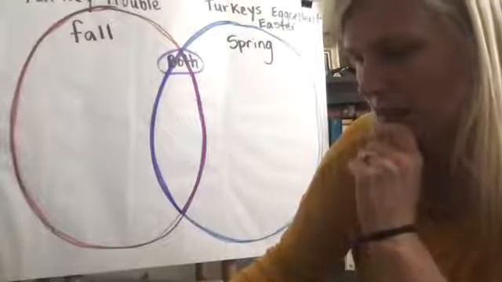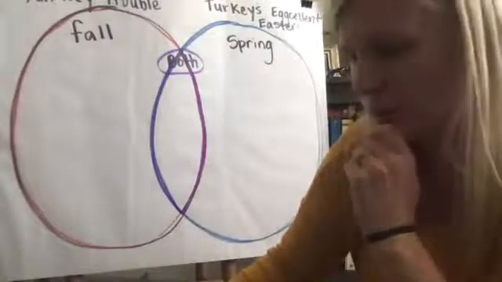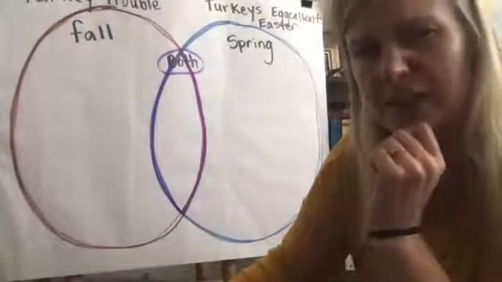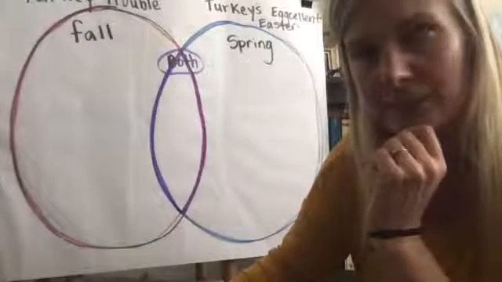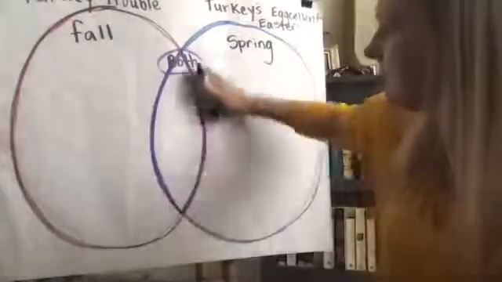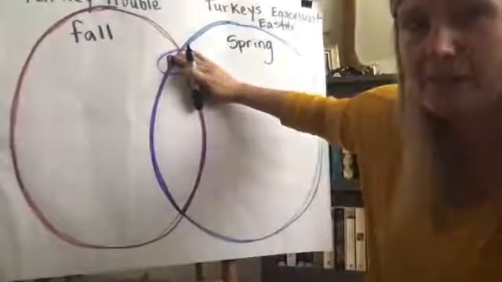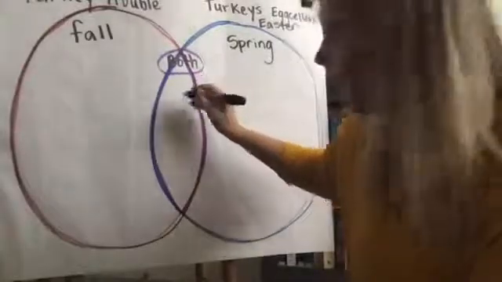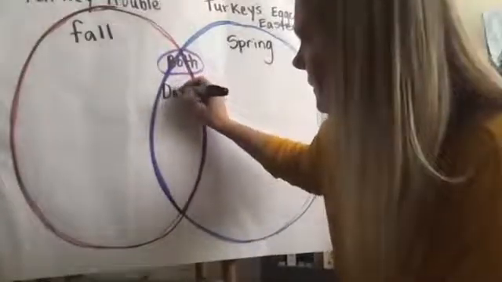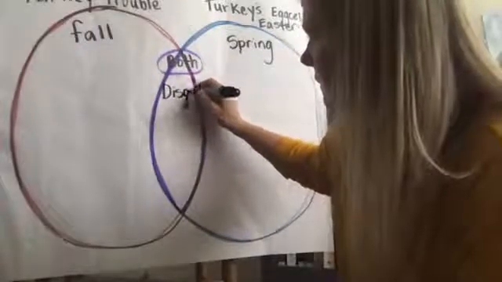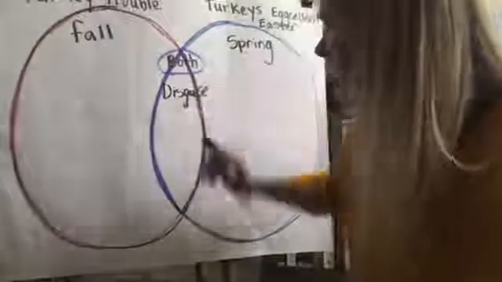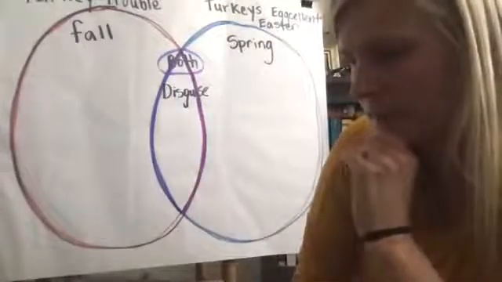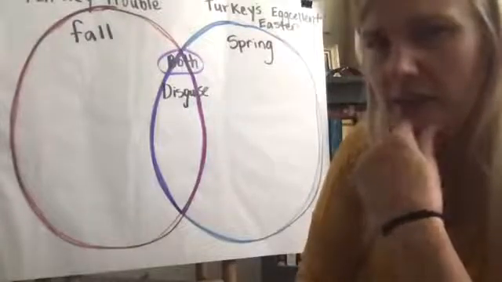I'm thinking Turkey wanted to disguise himself, didn't he? So in both stories, did Turkey disguise himself? He did. So that's something I'm going to put in both, because in both stories, he made disguises and tried to change the way he looked, right? So I'm going to write disguise. I wrote disguise there.